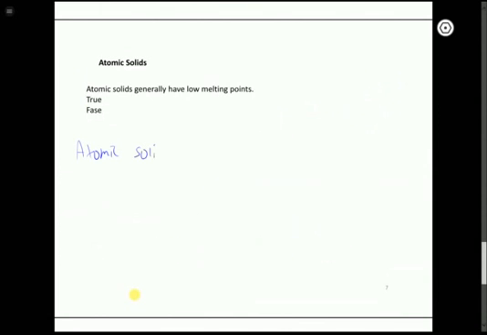So atomic solids include all metals, and then they include some nonmetals as well, or metalloids: boron, silicon, carbon are the big ones.